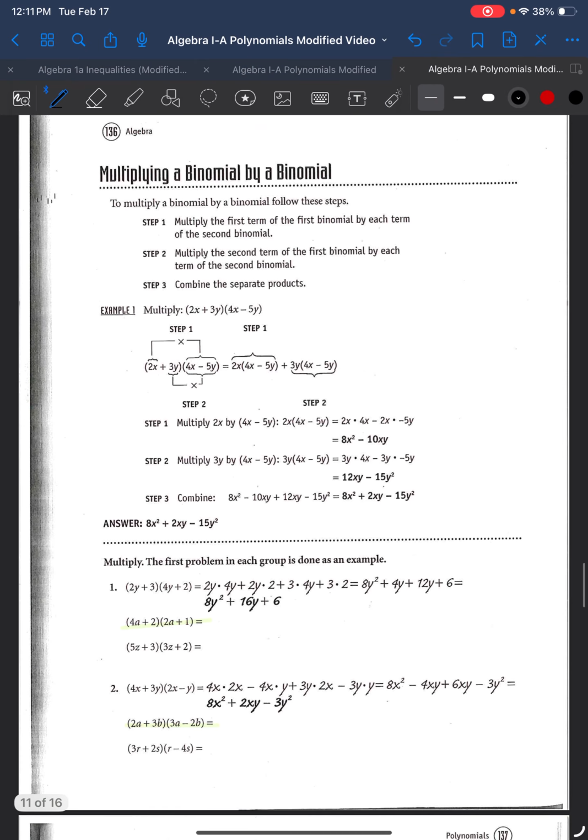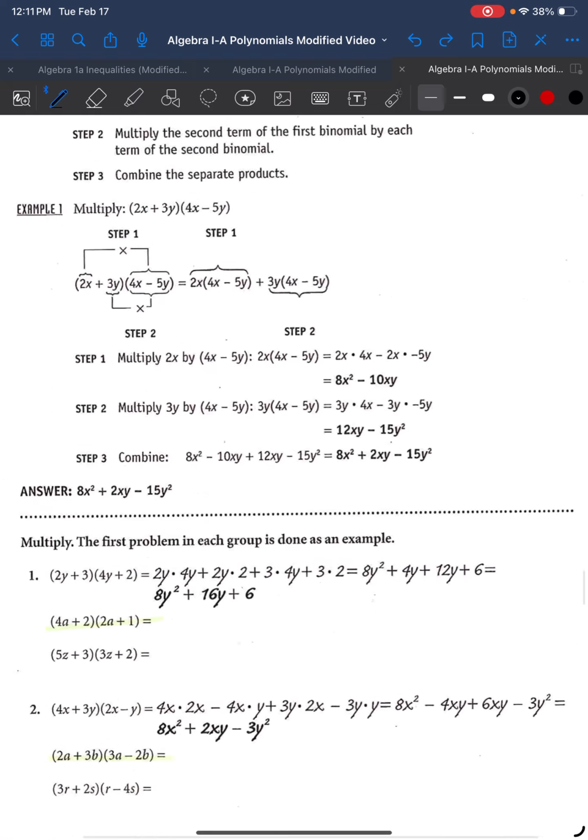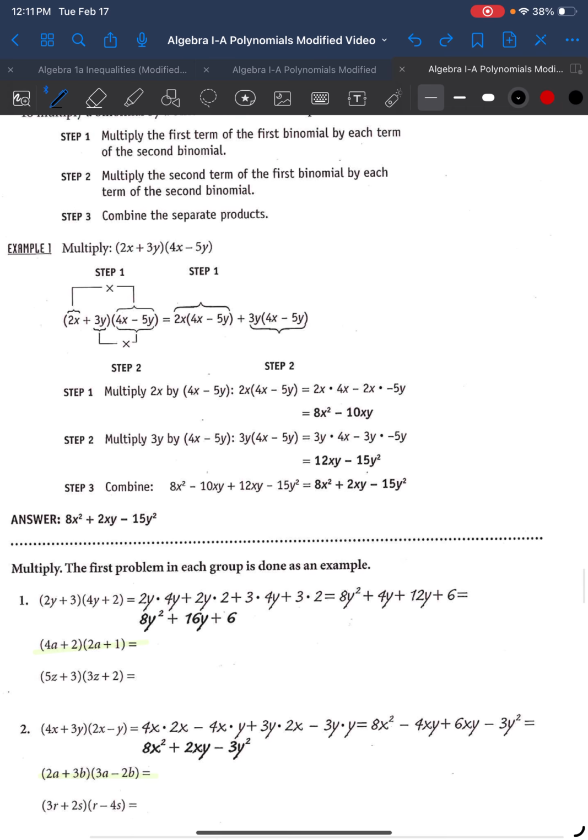All right, this video is for Algebra 1a, polynomials, multiplying a binomial by a binomial. And really that just means a polynomial with two terms times a polynomial with two terms. Something that's really important to remember here is that if two terms have the same sign, it's going to be positive. If they have different signs, it's going to be negative. So we have to keep that in mind.